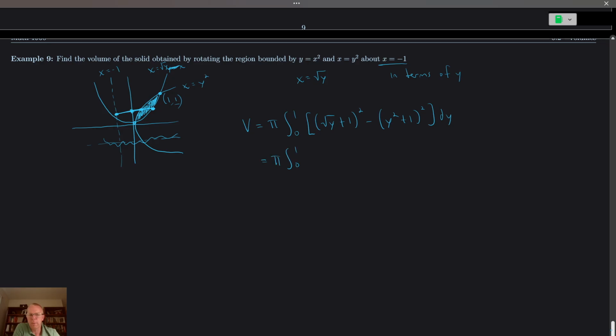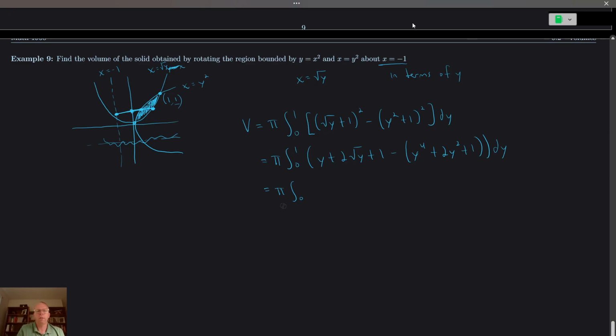And now it's just a matter of multiplying all this out. FOIL out square root of y plus 1 squared. So we get y plus 2 square root y plus 1 minus, FOIL out this, we get y to the 4th plus 2y squared plus 1 dy. And let's see, the ones will cancel, nothing else combines.